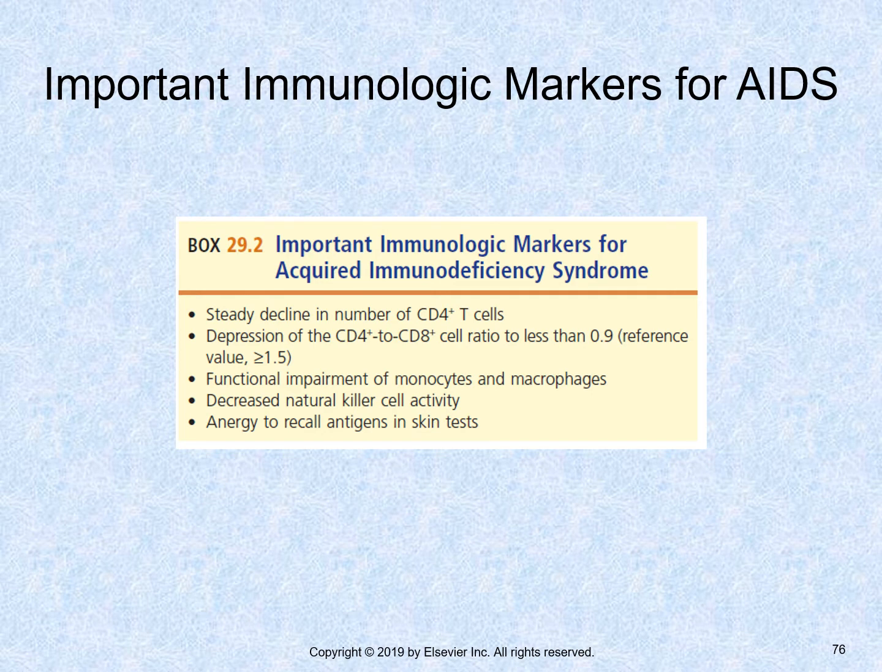Important immunologic markers for AIDS are listed in Box 29.2 in the textbook. The markers include a steady decline in the number of CD4 T cells, depression of the CD4 to CD8 cell ratio to less than 0.9, with the reference value being greater than or equal to 1.5. Functional impairment of monocytes and macrophages, decreased natural killer cell activity, and anergy to recall antigens in skin testing.